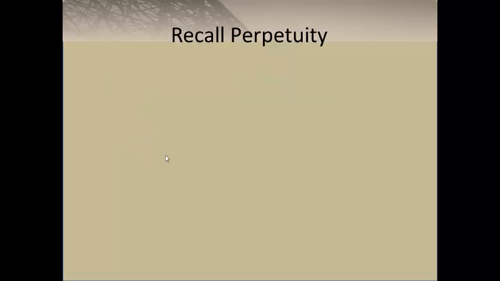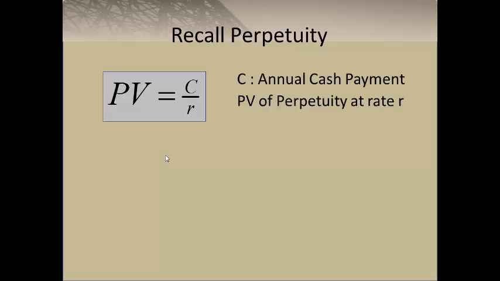Now let's recall a perpetuity. What's a perpetuity? In a perpetuity, we get constant cash flows of C. And the present value of this perpetuity is C over the discounting rate R. So PV is C over R. Now, this is for infinite periods.